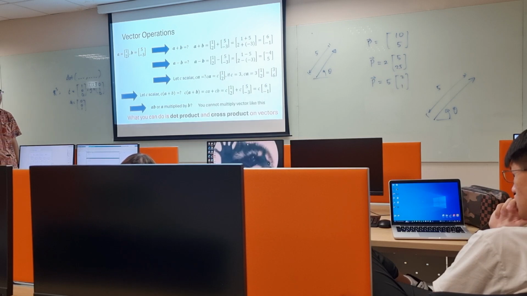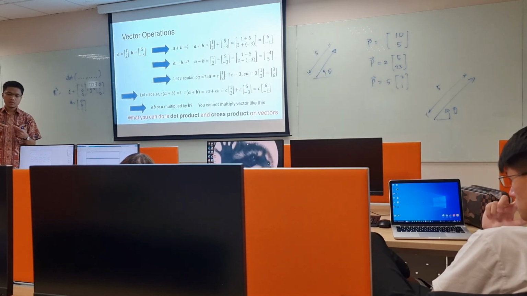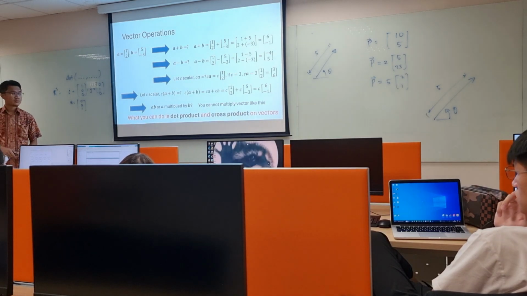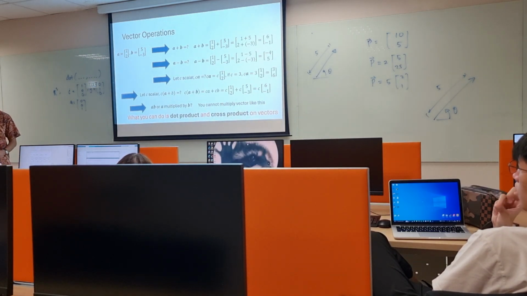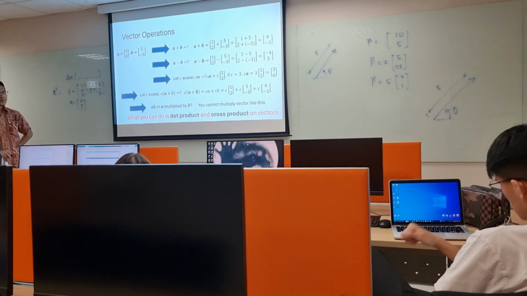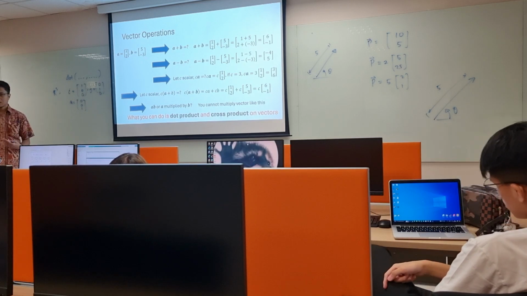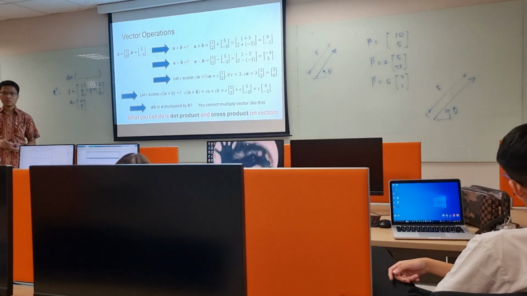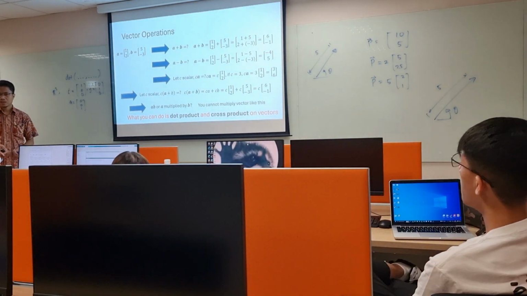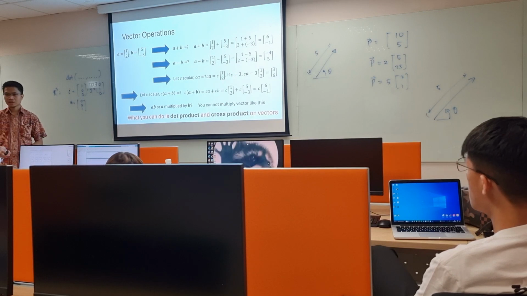So what you can do is dot product and cross product. When you have a vector and someone writes A times B like this, you have to choose: is it dot product or cross product? Cross product you will find when you are computing moment in statics. In moment you have to use cross product. You get it then? This moment is cross product.